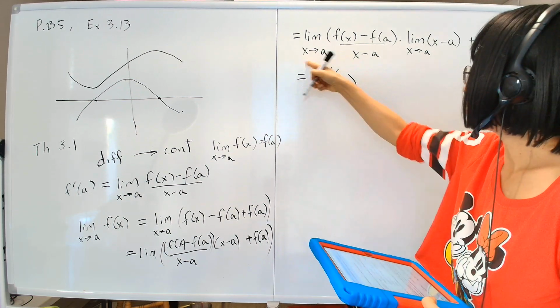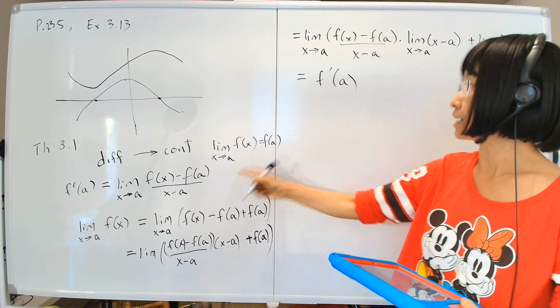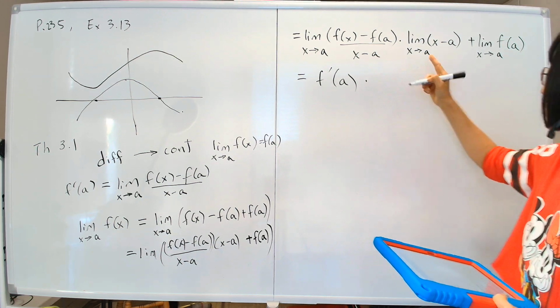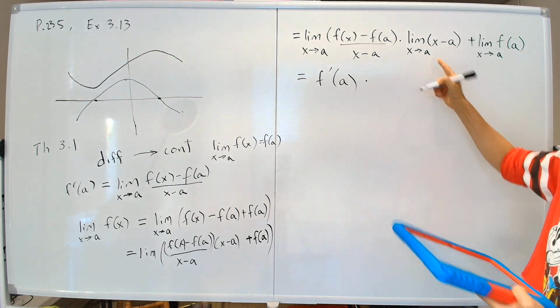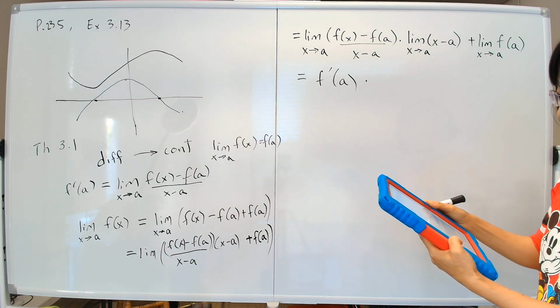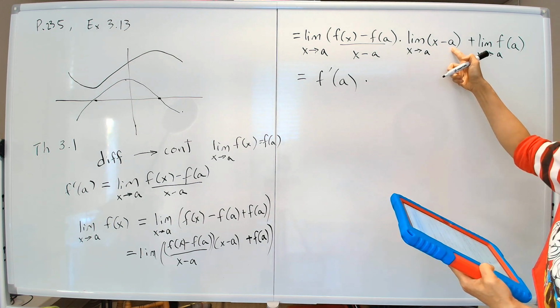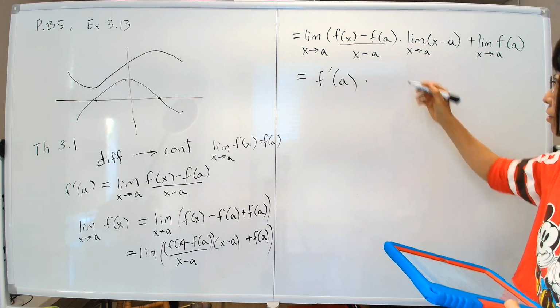Now this whole thing here is just f prime of a, and then times... Now what happens with the limit as x approaches a? Well, that is just 0.